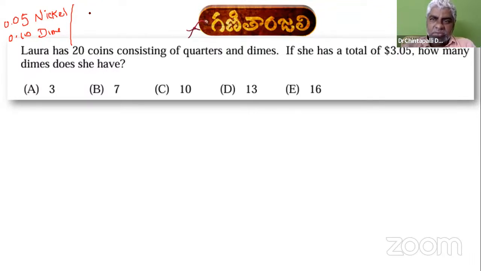In India, do you know the names of coins? Indian currency? Paisa. 25 paisa. I only know paisa, sir.